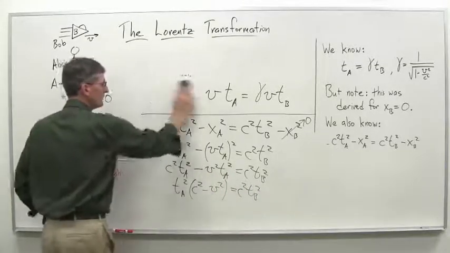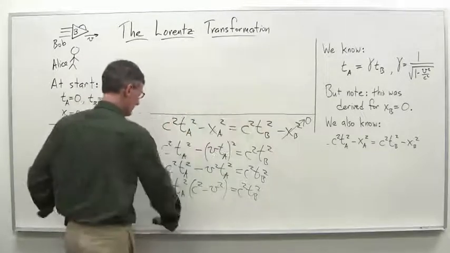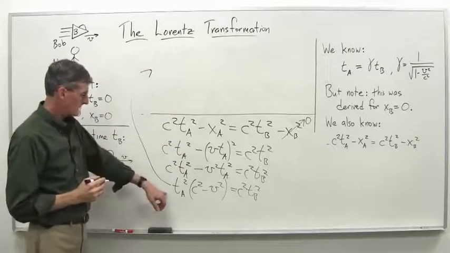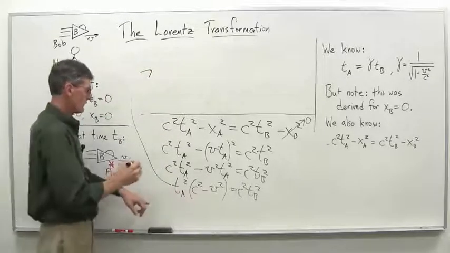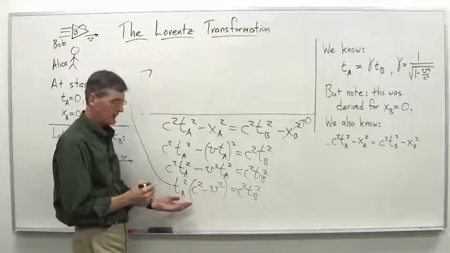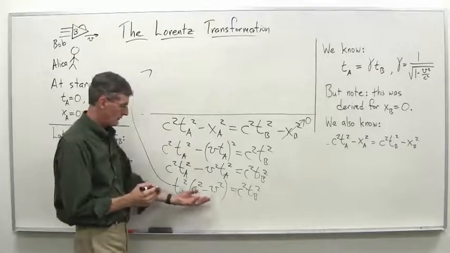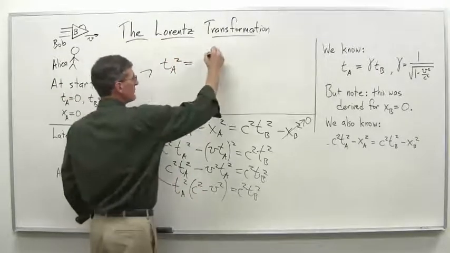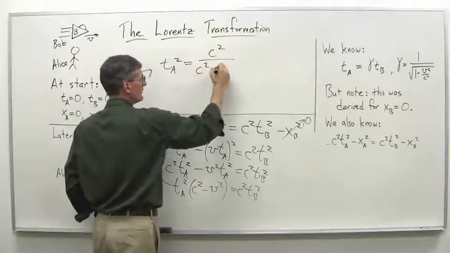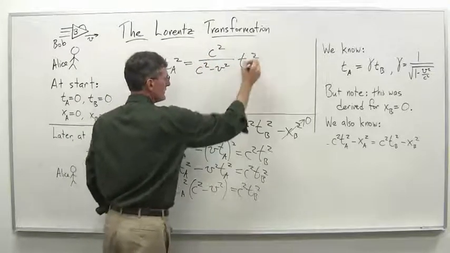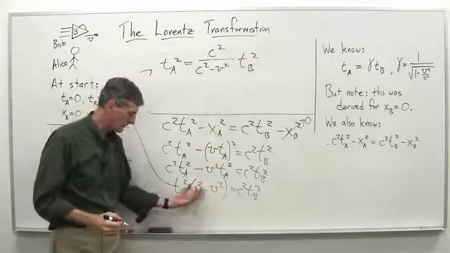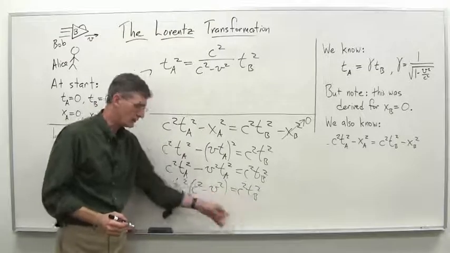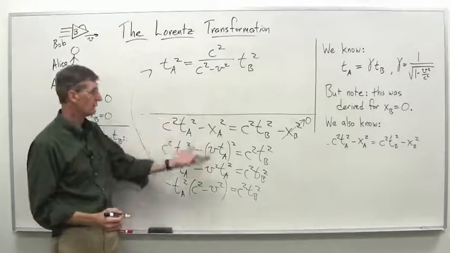And now we're going to bring it up here so we have some more room. Now what I can do is divide each side by c squared minus v squared. So I can write this as t_a squared equals c squared over (c squared minus v squared) times t_b squared. See what I did there? I just took this and put it over on the other side of the denominator, dividing each side by this. So I got 1 here and c squared over c squared minus v squared over here times the t_b squared.